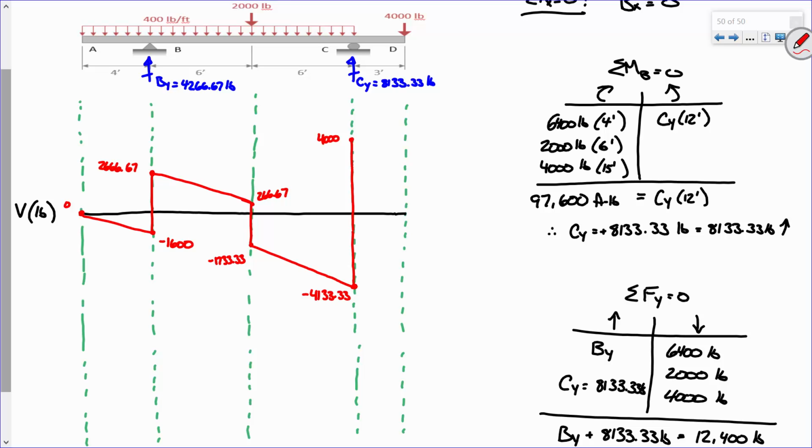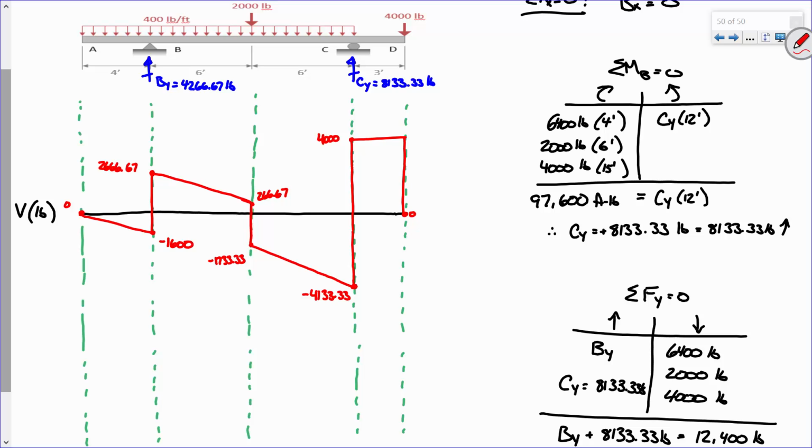Now what's the beam telling me to do? And if I'm at 4,000 and I go down 4,000, what's that put me at? Ladies and gentlemen, there's your shear diagram. Not too bad, right? Pretty straightforward. Anybody have any questions?